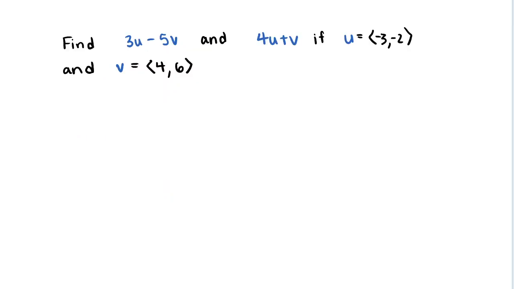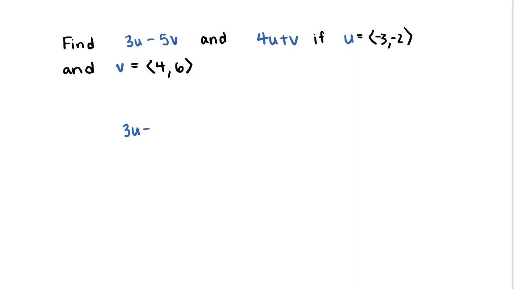Okay, so let's use all these ideas to find the vector 3u minus 5v, as well as the vector 4u plus v, with these vectors u and v as <-3, -2> and <4, 6>. So I definitely encourage you to pause the video and try this example out yourself first, and we'll go over it together in a moment.